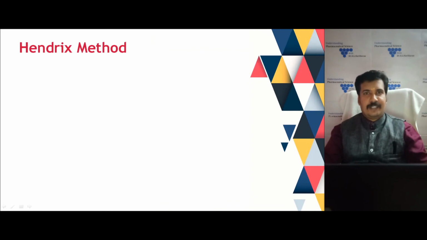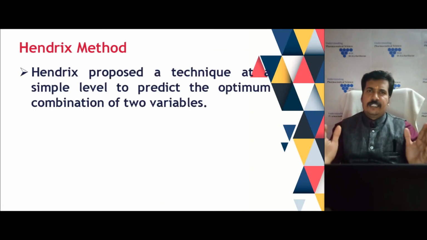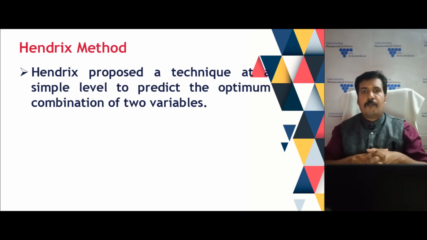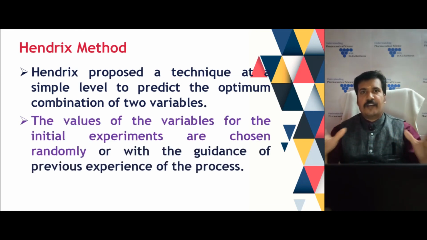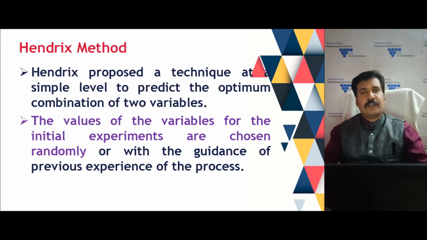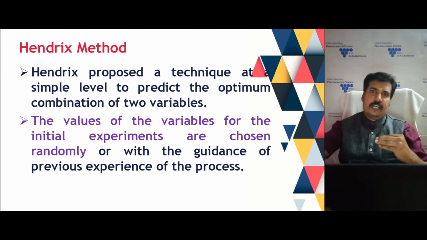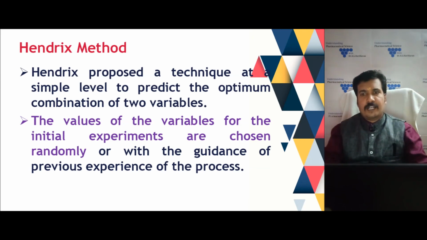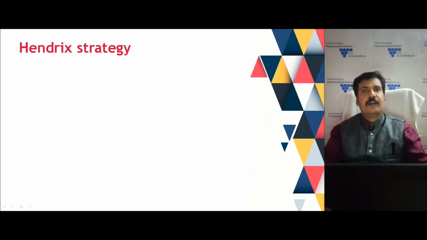The second method, the Hendrix method, is a little bit simpler and easier compared to the Box-Wilson method for optimizing these two variables. How does the experiment start? We take two variables and perform initial experiments, say 4 or 5 experiments. Otherwise, based on the knowledge we have from our previous experiments, we can select particular levels for these variables and perform experiments. So how is it done? Let us understand the Hendrix strategy.